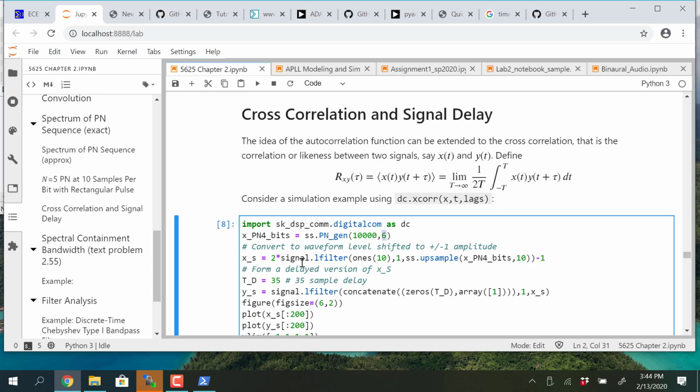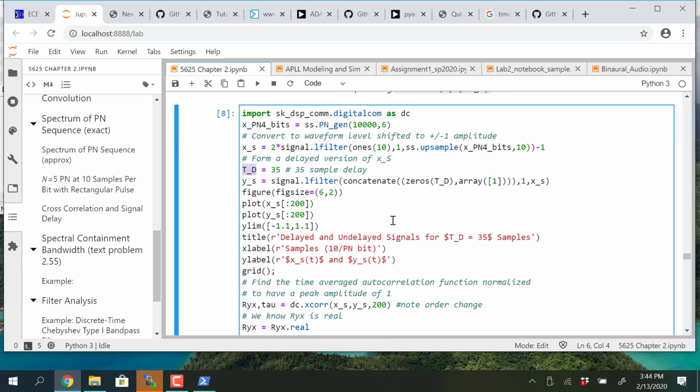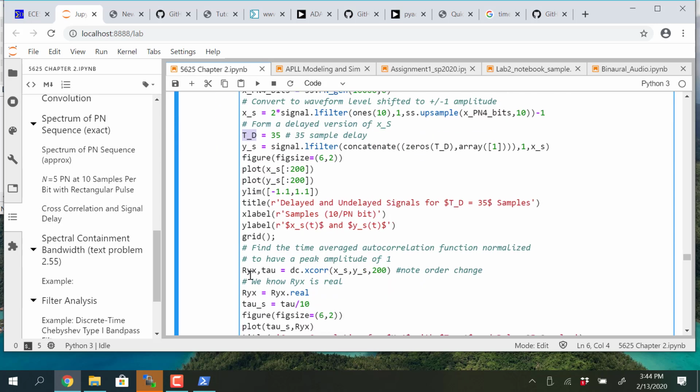I do some extra processing in here where I'm upsampling and doing some multi-rate thing, which I'm not going to try to explain right now, but I end up creating a delayed signal. So I add in some delay on one of the signals, 35 samples of delay, and then ultimately I come down here and, instead of Rx or Ry, I'm calling it Ryx, and I'm doing this xcorr where I'm going to cross-correlate X with Y. My function returns also the time lag index for plotting.